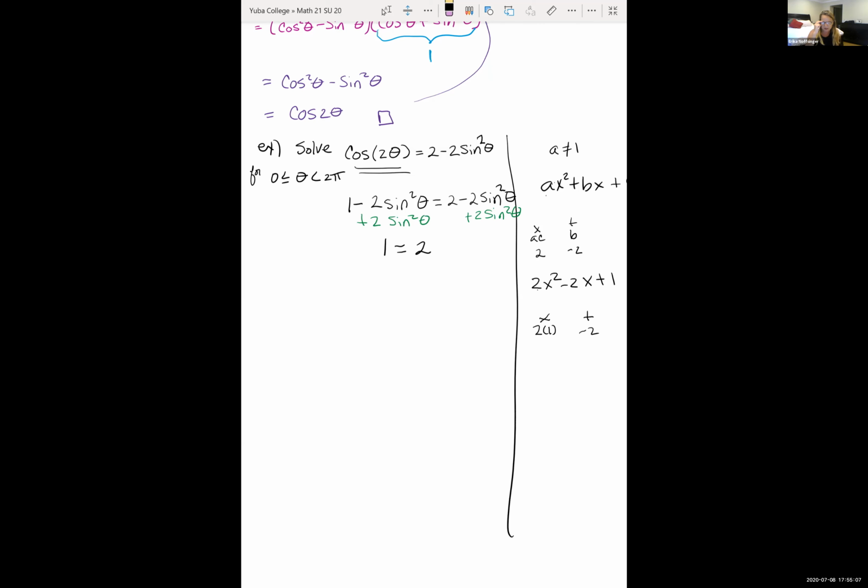So what happens when you don't get a true statement back, where all your variables fall away? Is it no solution? Right, so there's no solution on this. So this is false. So no solution.